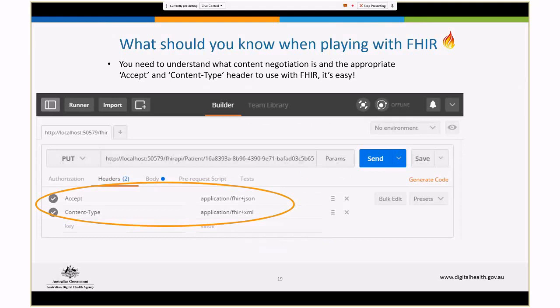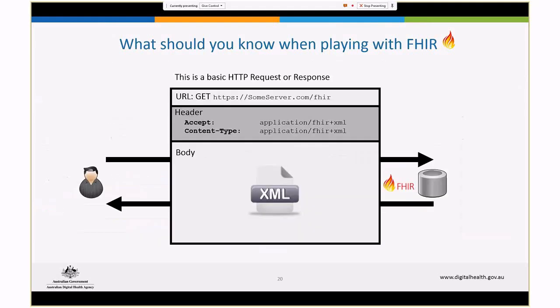You've got the accept header and the content type header. And they really only have 2 properties: application/fhir+json, meaning I want to talk in JSON, or application/fhir+xml, meaning I want to talk in XML. So when we talk to the FHIR server, sending our HTTP packet, which is the big box in the middle, we've got our URL at the top, we're doing a get, and then we've got our headers.